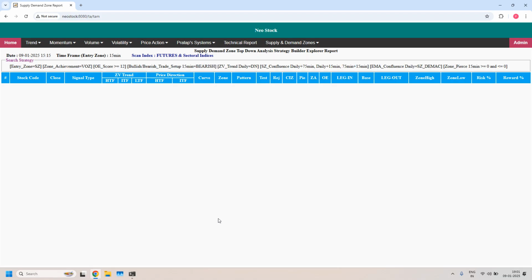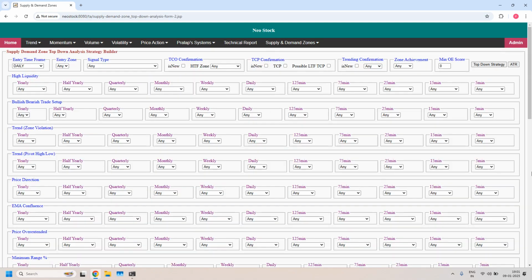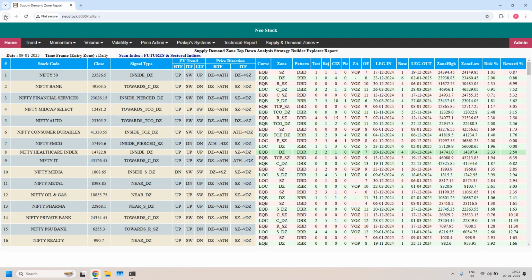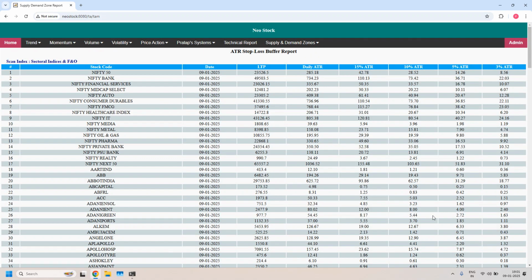So this is about bearish trade setup for daily income trade. And in the final report, let us generate stop buffers based on daily ATR. Okay, the first 17 in this list are indices. First 17, remaining all are equity stocks. I am scrolling the list down. Whichever stock you want to refer to, please pause the video there. After that you can proceed further. Okay, I am scrolling the list down.